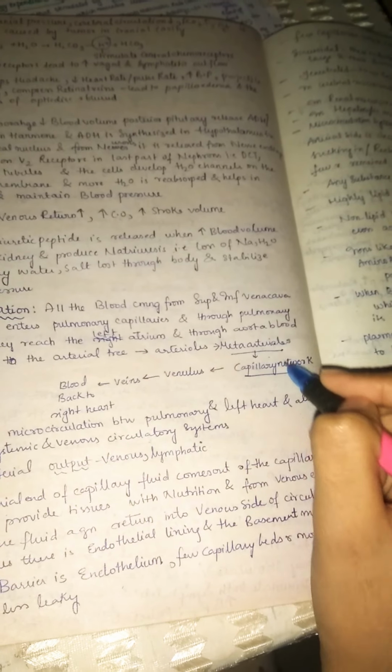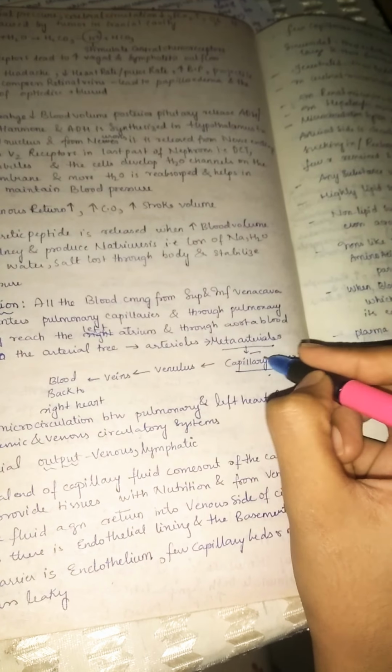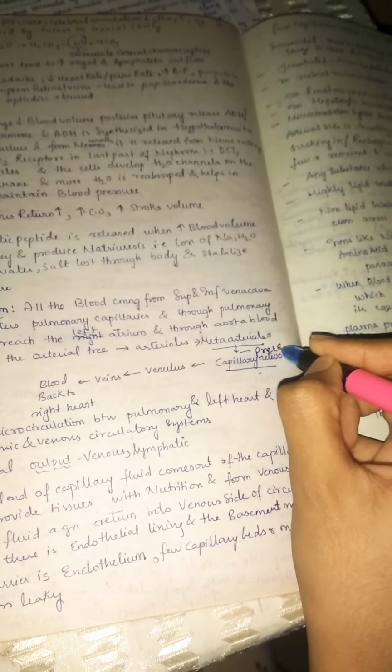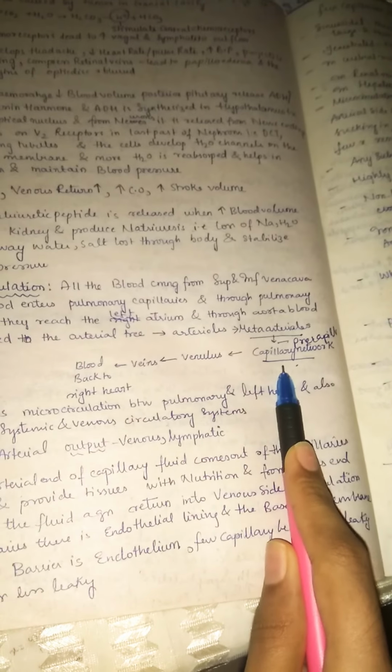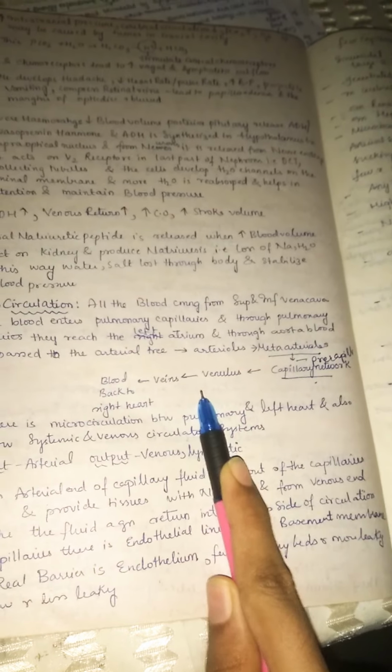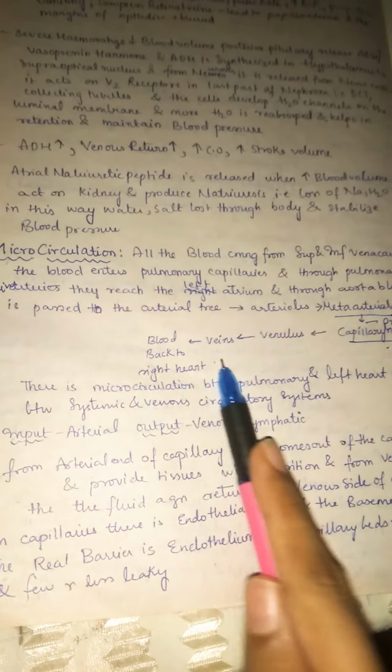In between the meta-arteriole and the capillary network you have a sphincter called the precapillary sphincter, which usually opens and closes according to the constriction of vessels, to maintain the flow in a tissue capillary. Next, after the capillary network we have our venules. Venules together collect to form veins, and after veins the blood again comes back to the right heart. So this is the circulatory flow which is going on.